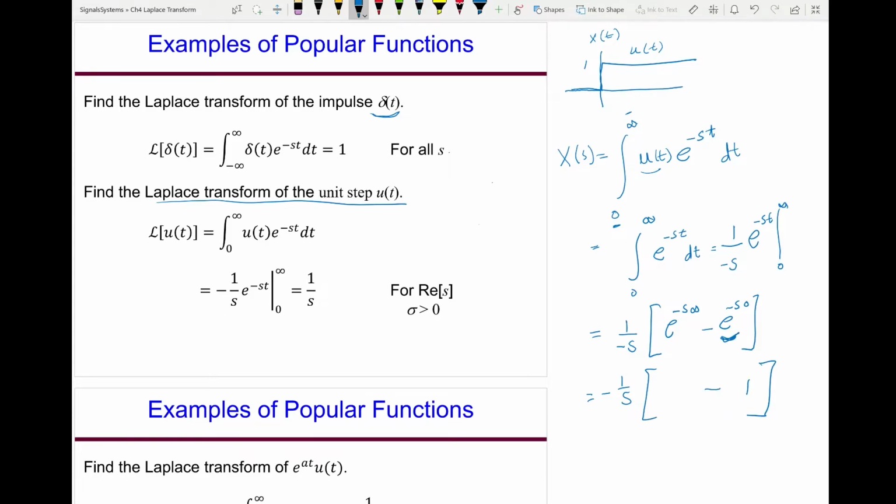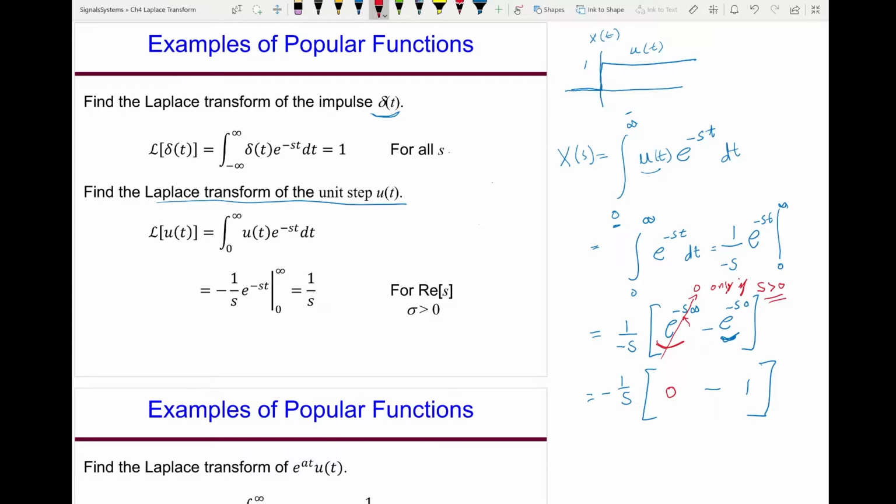How about this term? Well, this will go to 0 only if s is larger than 0. Because when s is larger than 0, then this will be just e to the power of negative infinity, and that will be 0. So that will be 0 only if this is true.